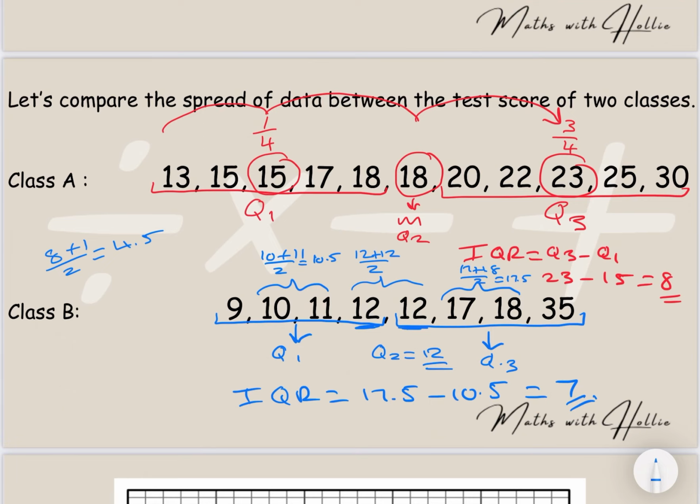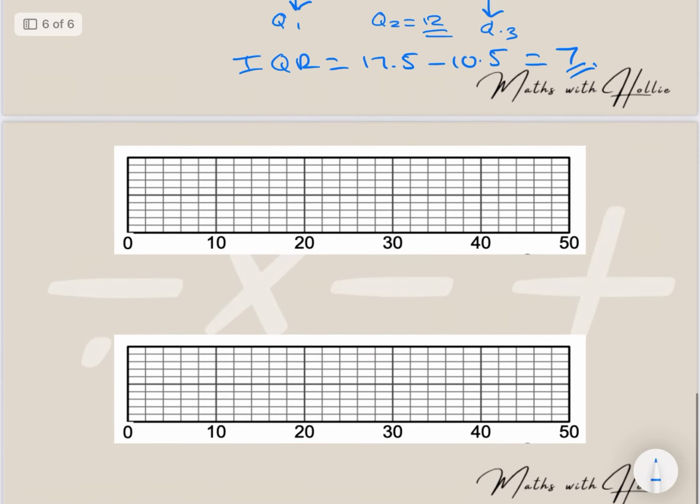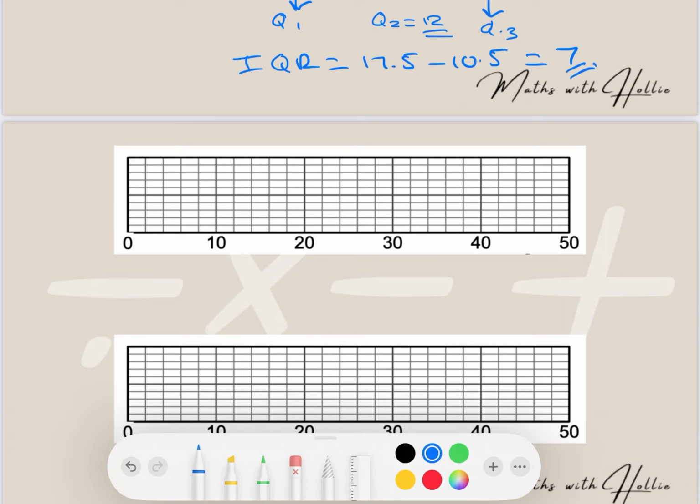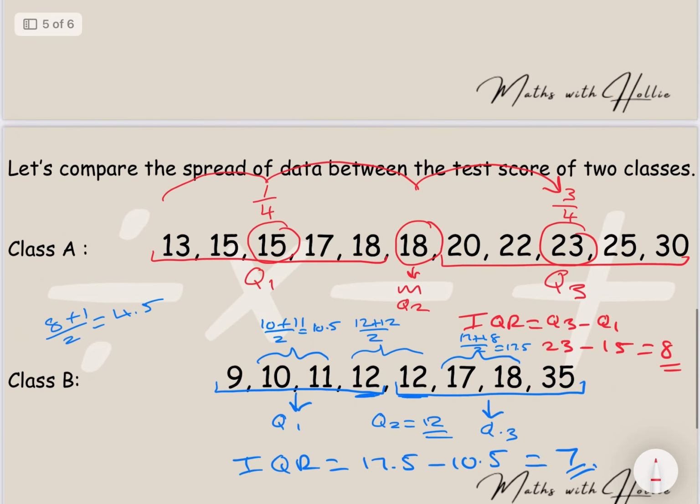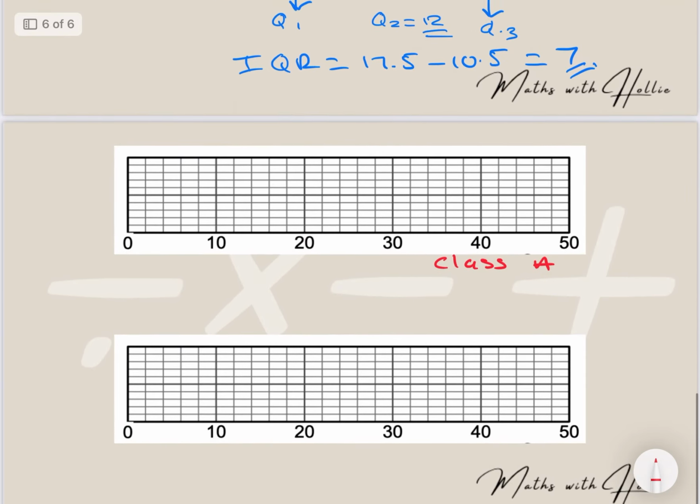What I'm going to do now with this is plot them both on a box plot at the bottom. So I'm going to start with class A. So first thing I'm going to do is label it. So this is class A's results. And I'm just going to put in my information. So we also have to put in the lowest and the highest when it comes to box plots. So my lowest value, if we go back up, is 13. So if I look at my graph, 15 is about here. So that means 13 can go here. Then I'm going to plot my biggest value, which is 30. So that's going to go here.